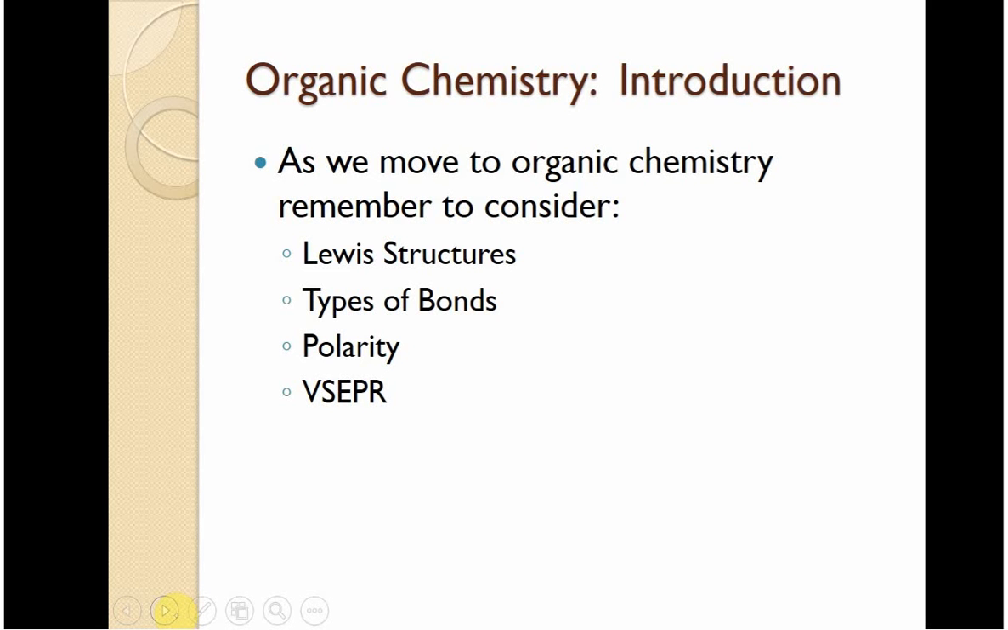So we just did the intro to 111. Remember that we're going to be dealing with those Lewis structures. Here we're going to be dealing with covalent bonds, mostly polar covalent and non-polar. So just keep those theories in mind. And then we'll be dealing with carbon, the geometry around carbon, which can form up to four bonds.